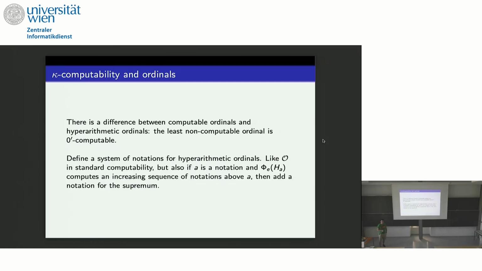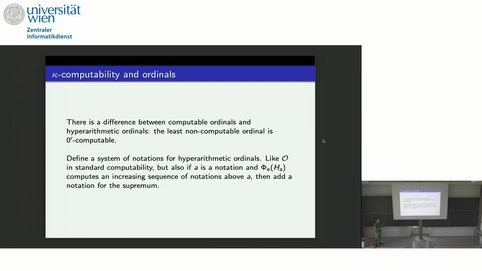Okay, so now let's go back to kappa computability theory and say, can we do this in kappa? I need to say a bit about ordinals. In normal computability theory, computable ordinals and hyperarithmetic ordinals are the same thing, but that's not the case in uncountable computability theory. If you look at the least non-computable ordinal, it will be zero-jump computable.